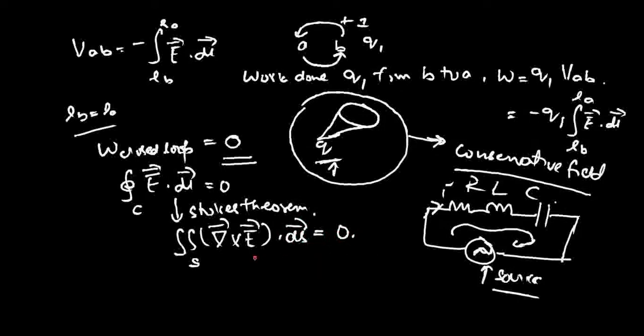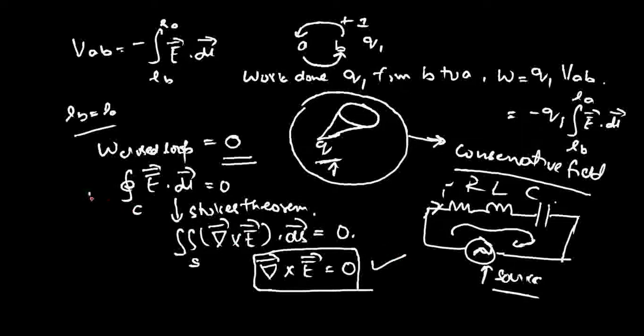Since ds is not equal to 0, and del cross E is not perpendicular to ds, we could consider del cross E to be equal to 0. So this is in point form, and that is in integral form. This is the first property of conservative field. When I say conservative field, immediately you should think about this property. And what is that property? Line integral E dot dl is equal to 0, or del cross E is equal to 0.